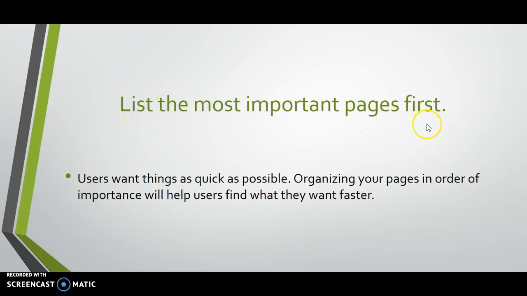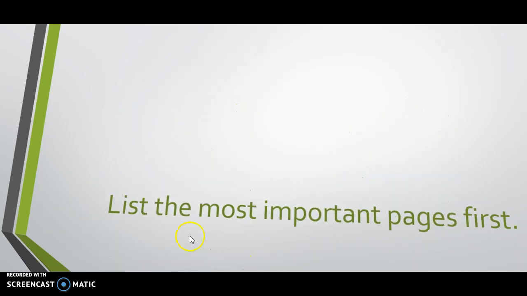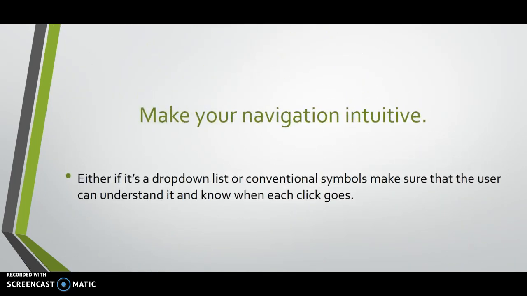For list the most important pages first. Users want things as quick as possible. Organizing your pages in order of importance will help users find what they want faster. So people don't want to wait, people want things very quick. And they get bored when they are reading and they don't find what they want. So it's important that you organize your pages and put them in an order that your user can find what they want fast.